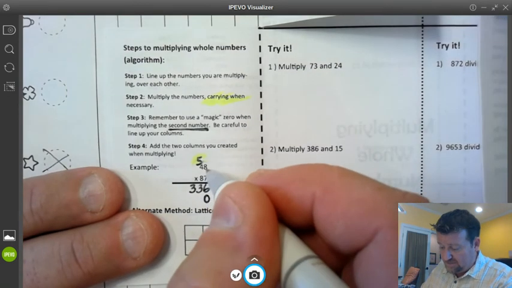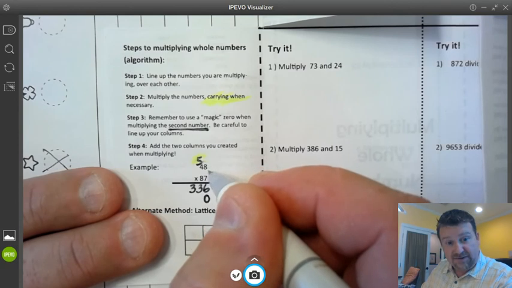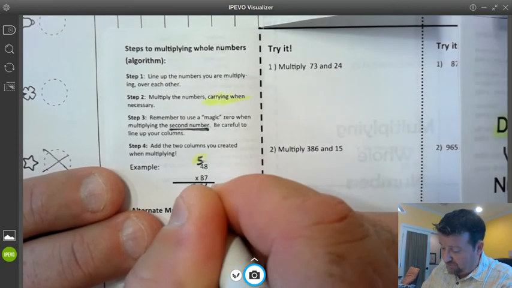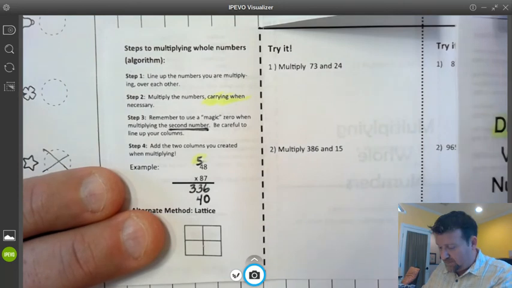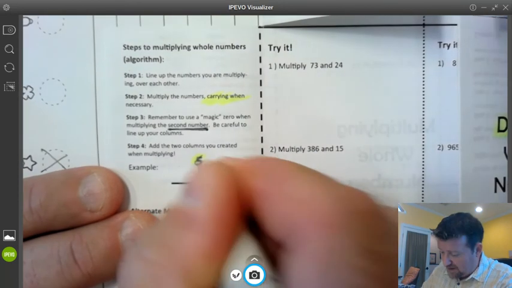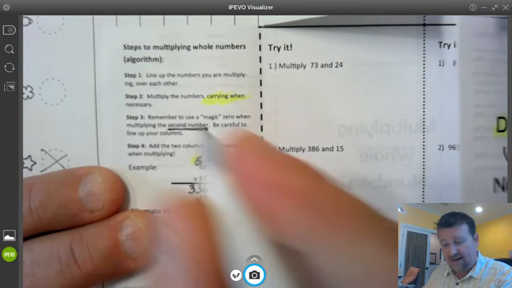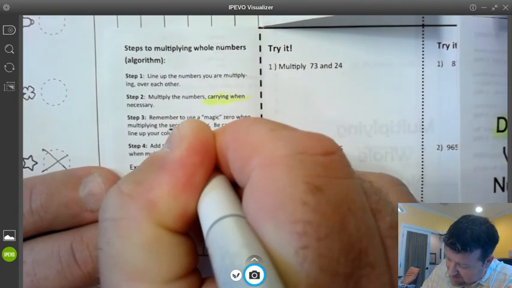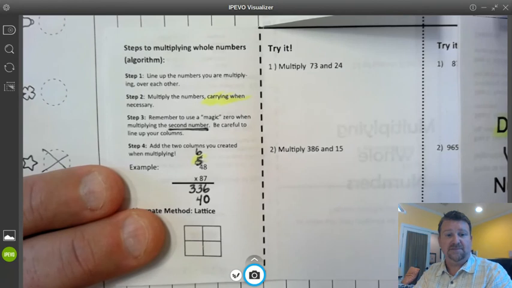8 times 7 is 64. So I drop the 4. And I have to carry my 6. I'm going to mark out the 5. We've already used that guy. And we're going to carry a 6 to work with next. Okay?